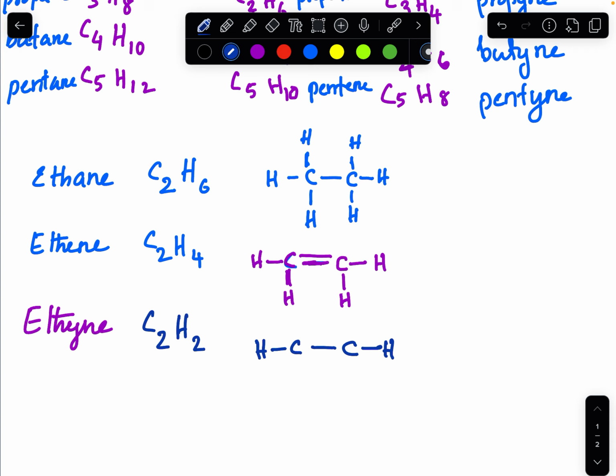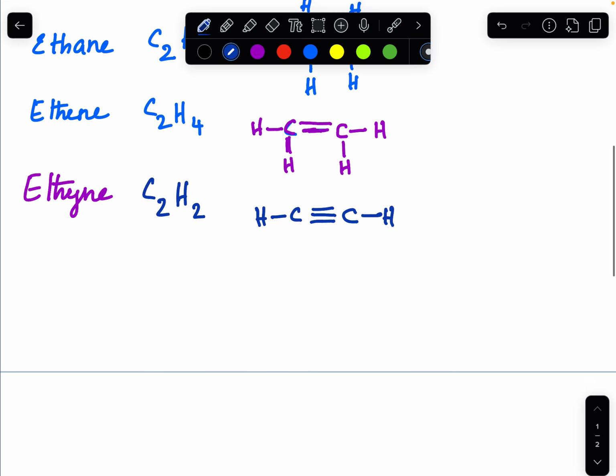Okay, but carbon needs 2 more valency. We don't have hydrogen, so I'm going to draw a triple bond. This is easy because there are only 2 carbon. Okay, let's try the next one.